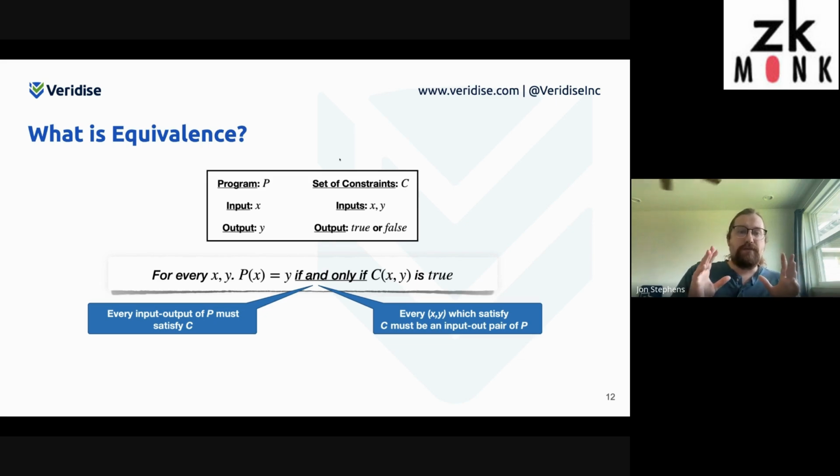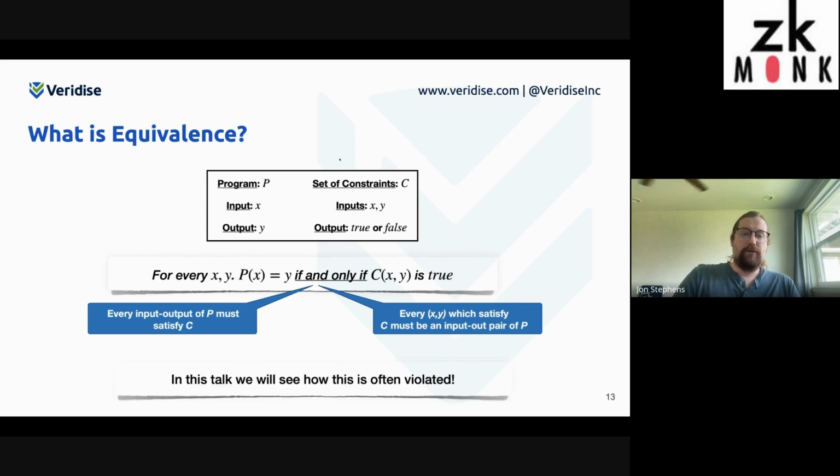And so essentially you want to make sure that your constraints can only accept outputs or witnesses from your specific witness generator. And you want to make sure that your witness generator will only produce witnesses that can be accepted by your constraints. So basically every input and output example must be accepted by C, and every input and output which is accepted by C must be produced by P. So fairly simple. However, what we're going to be looking at more specifically is how this can be violated.